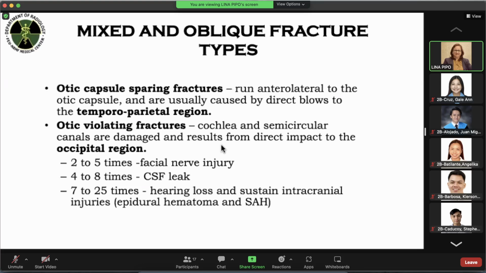And then the mixed and oblique fracture types. In here, otic capsule sparing fractures run anterolateral to the otic capsule and are usually caused by direct blows to the temporoparietal region. Okay, we have here otic capsule violating fractures, in which the cochlea and semicircular canals are damaged, and they result from direct impact to the occipital region. So in here, there is a 2 to 5 times higher chance of developing facial nerve injury, 48 times for CSF leak, and 7 to 25 times for hearing loss and sustained intracranial injuries such as epidural hematoma and subarachnoid hemorrhage.